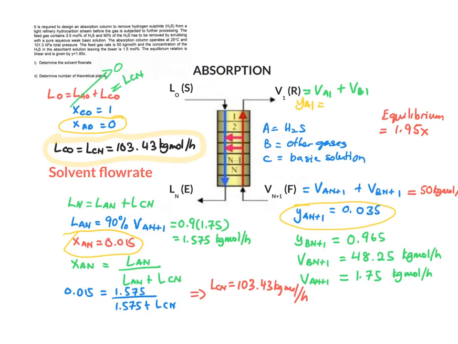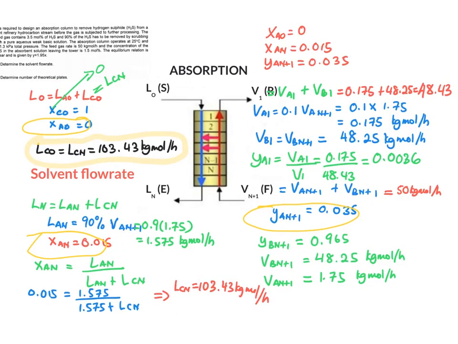Okay, we still have one more fraction for the raffinate part that we don't have the value for. So we need to find YA1. We have XA0, XAN, YAN, and we need to find YA1. In order to calculate YA1, we need to calculate V1. So V1 is equal to VA1 plus VB1.